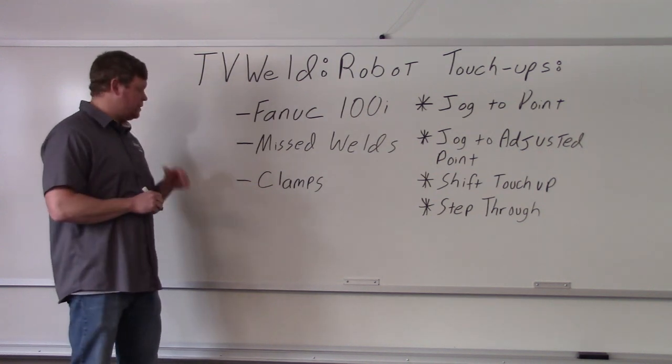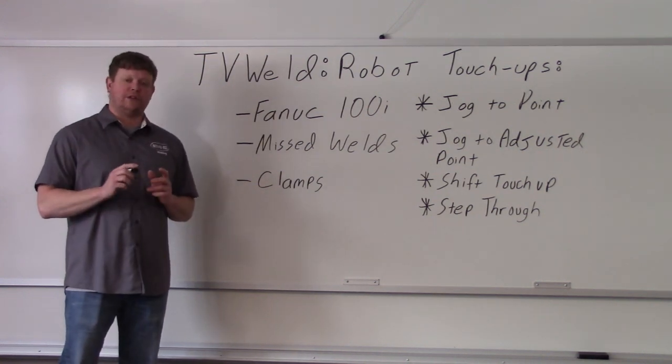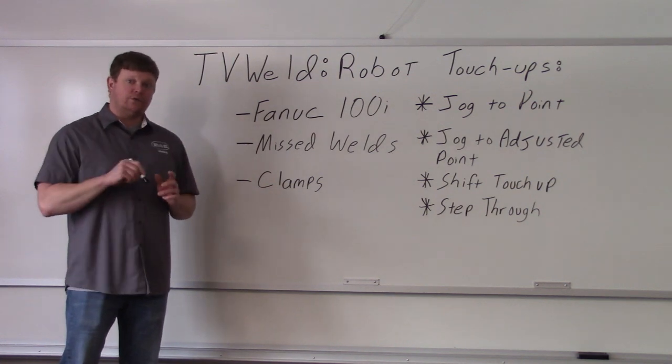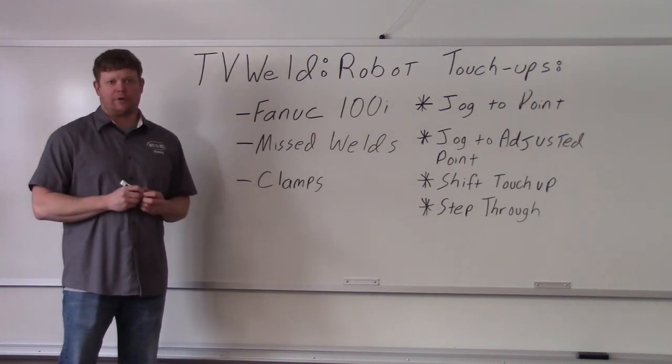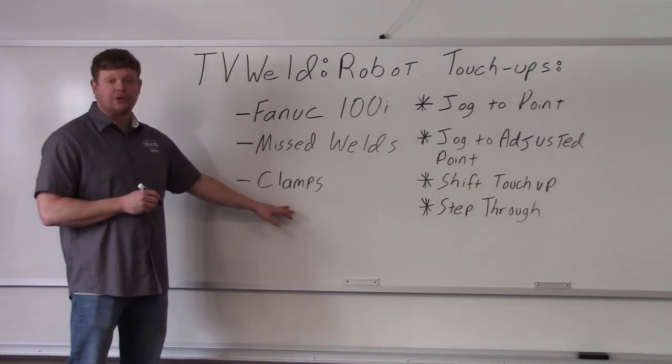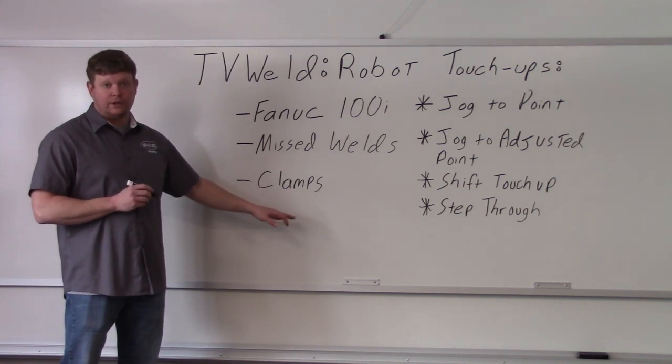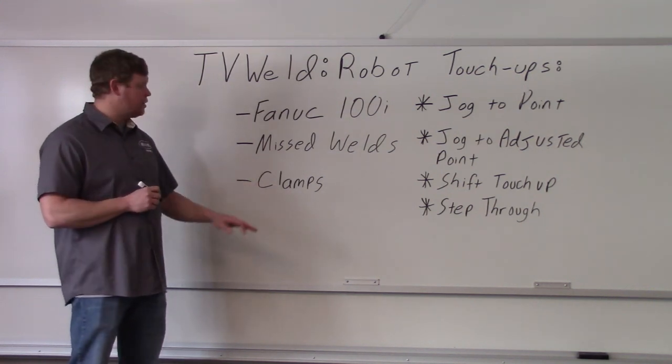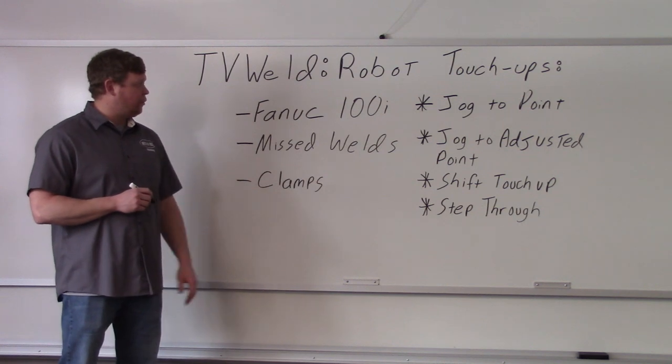Another thing that can happen is when you're doing continuous points, they round off, and you could be stepping through your program and checking it, and it's going to hit a clamp or something, so you have to touch those points up so it misses the clamp. But usually it's missed welds for what we're doing here.